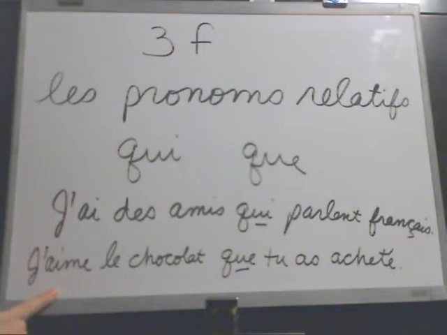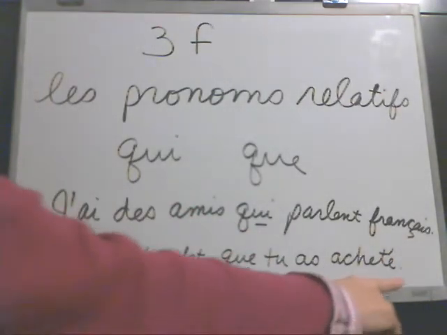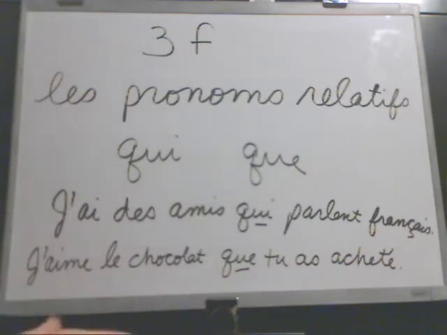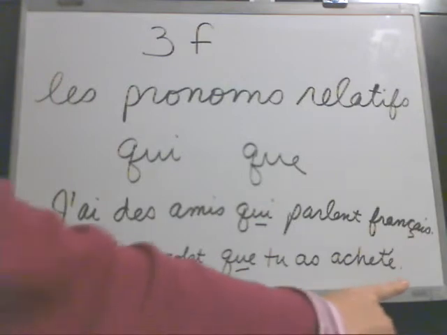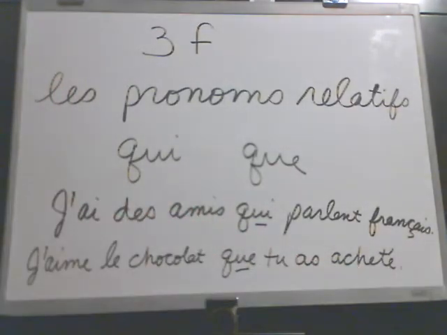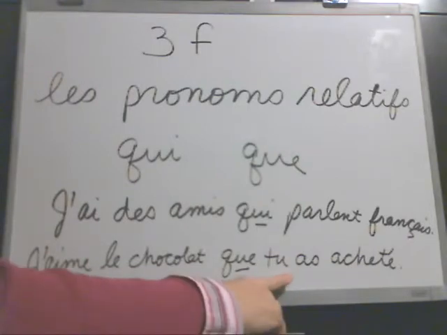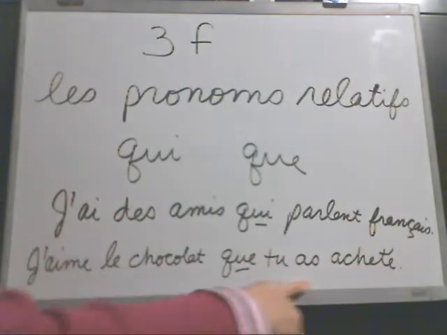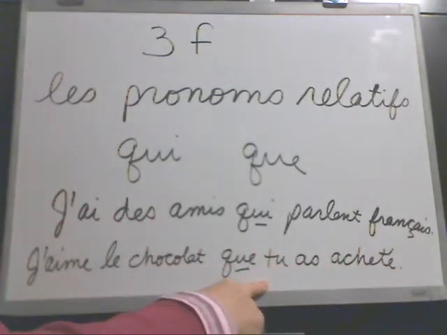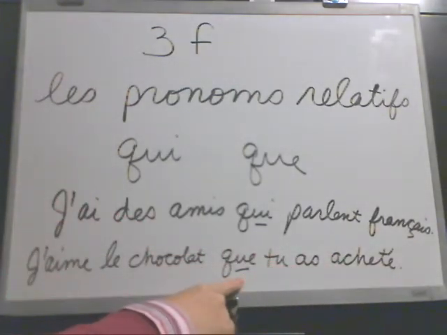By contrast, que functions as the object. What I'm really saying is, I like chocolate. You bought the chocolate. In this case, you bought the chocolate. We won't worry too much about the partitive here, but the chocolate is the direct object, so we use que for the direct object. We have a subject and a verb in this second part of the clause, so we use que to denote that we've replaced the object.